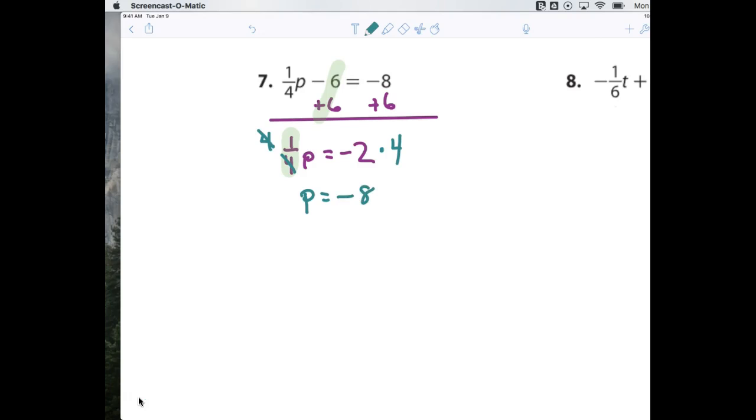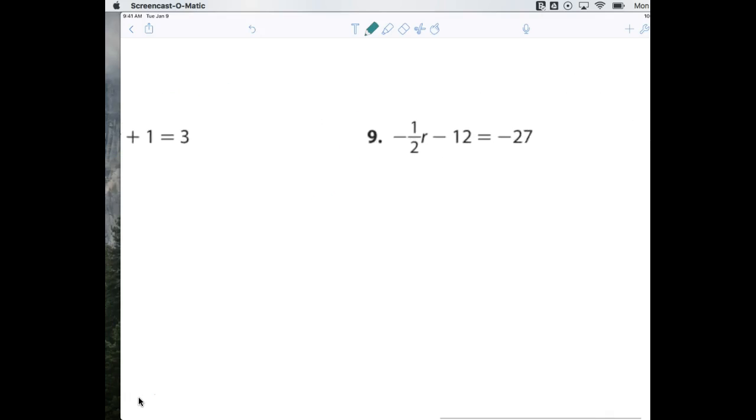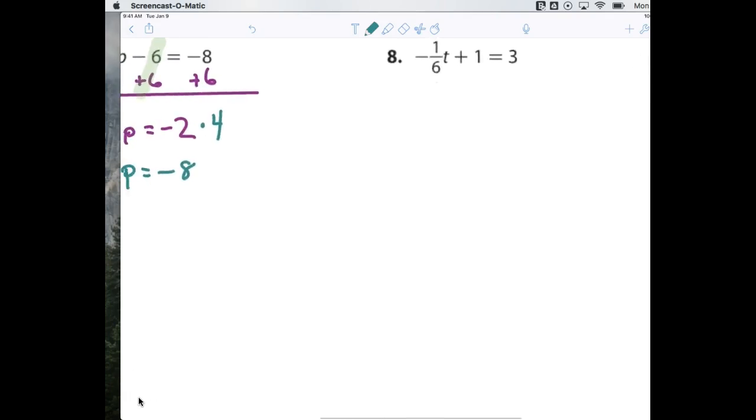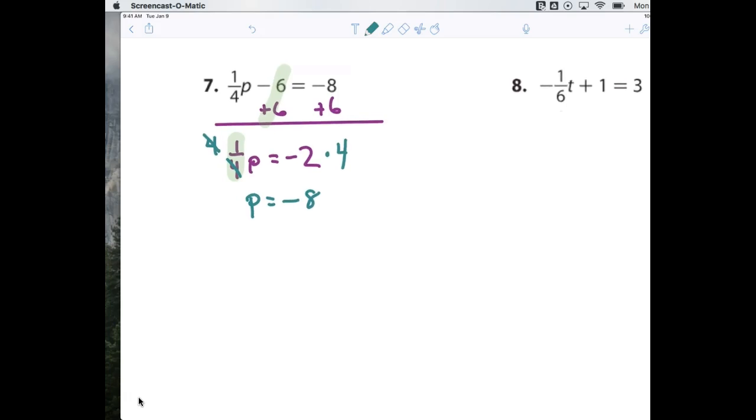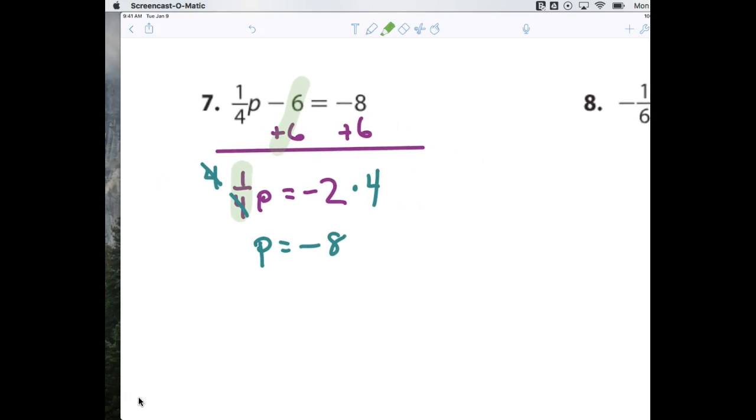Joseph, did you hear me on that? Now, everybody is supposed to do number 9 while Chloe works it through. A fraction is a special case, remember? To eliminate a fraction, you multiply by the reciprocal. If you have multiplication, you do division. If you have division, you do multiplication. If you have a fraction, you multiply by the reciprocal. Those are the 3 choices.